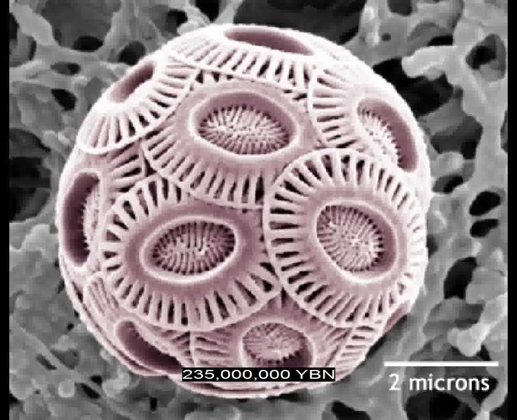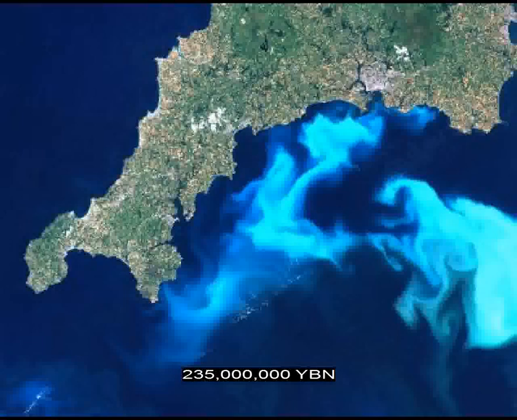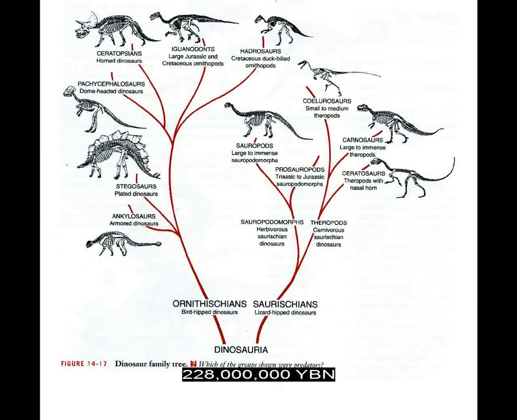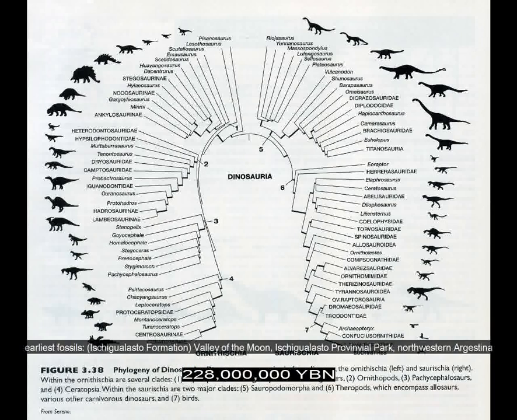The protist phylum Haptophyta evolves. The coccolithophores. The reptiles dinosaurs evolve. Dinosaurs divide into two major lines, the Ornithischians, bird-hipped dinosaurs, and the Saurischians, lizard-hipped dinosaurs. The Saurischian dinosaurs split into two major lines, the Sauropodomorpha and the Theropoda.